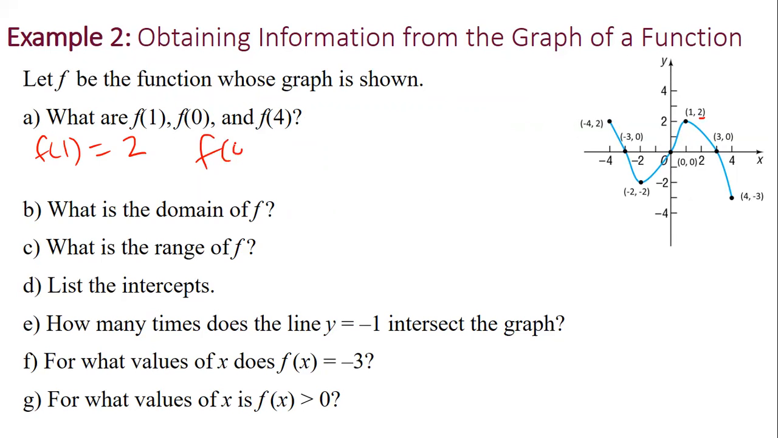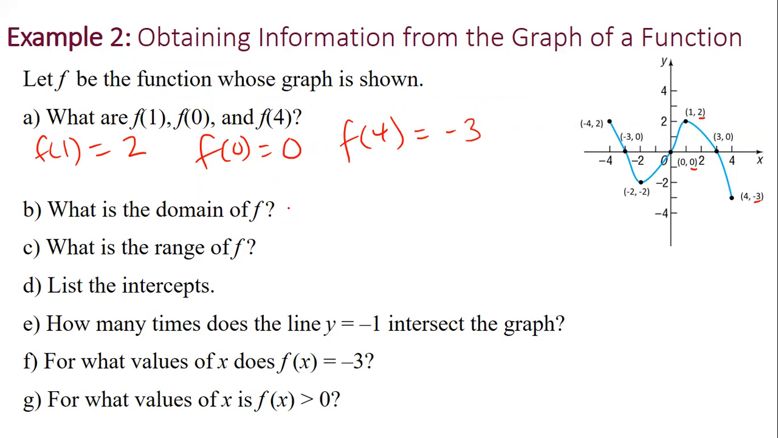If you have f of 0, that means I'm going to go to x equals 0. And what do I get? 0. If you have f of 4, that means I'm going to go to x equals 4. And what do I get? Negative 3. Okay? Questions about identifying values in a graph? We're good?